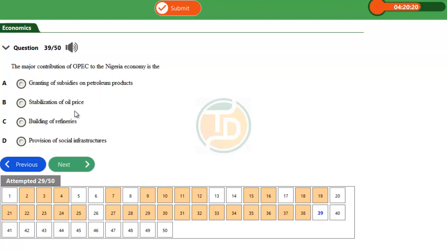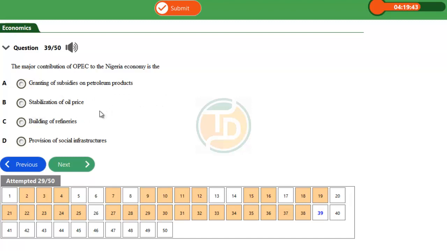Now, let's look at the options. Option A has to do with granting of subsidies on petroleum products. Subsidies are part of the cost of production that is usually borne by the government or a regulatory body in order to reduce the cost and price of goods bought by citizens. It's important to know that OPEC does not subsidize petroleum products.